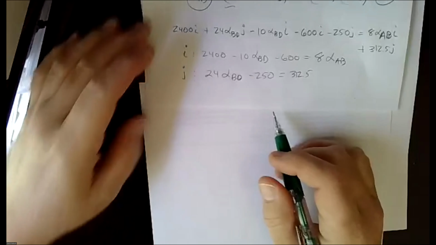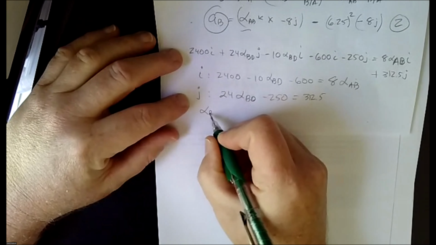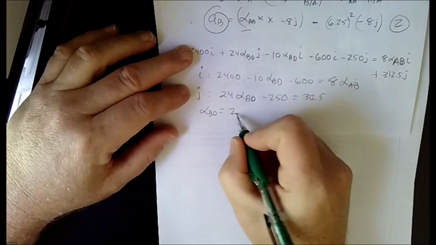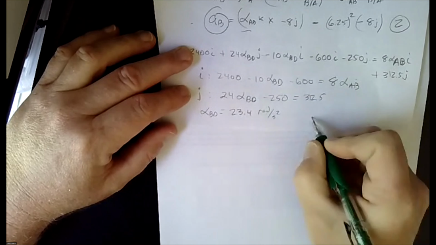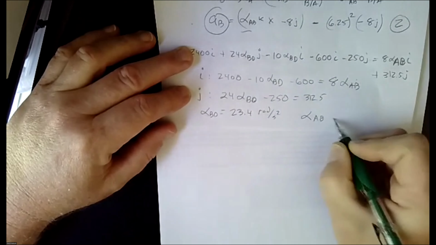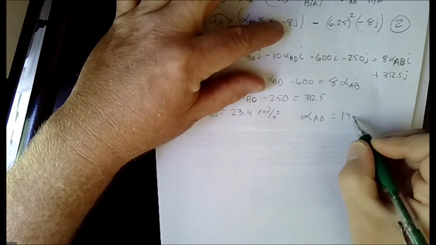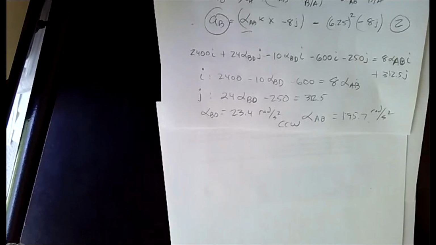So we solve, and actually won't even need another piece of paper. We can just write alpha BD is equal to 23.4 radians per second squared, and alpha AB turns out to be 195.7 radians per second squared. And since they're both positive, they're both counterclockwise. Okay. So that's that. That's an acceleration problem.